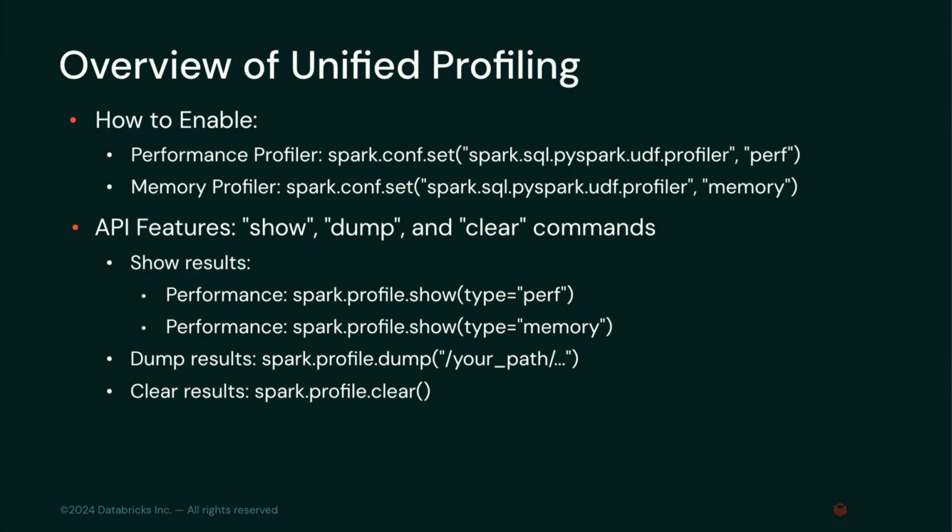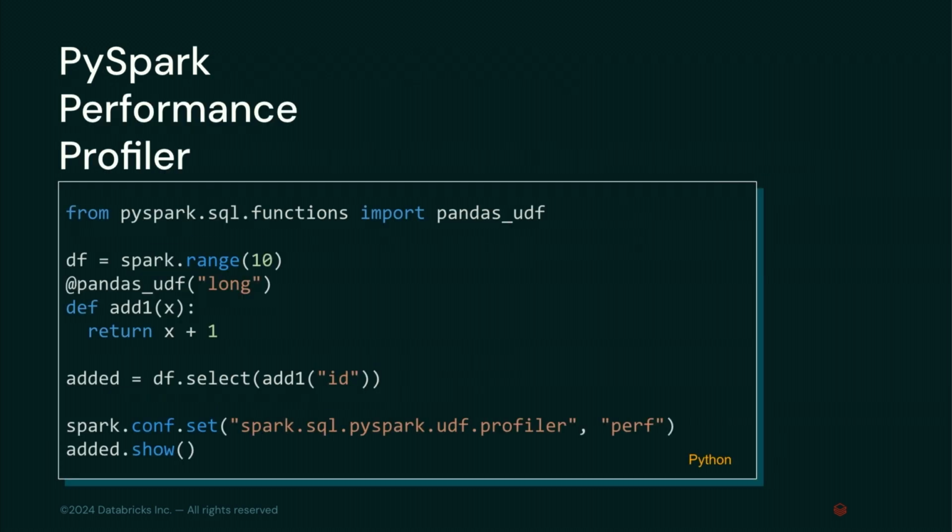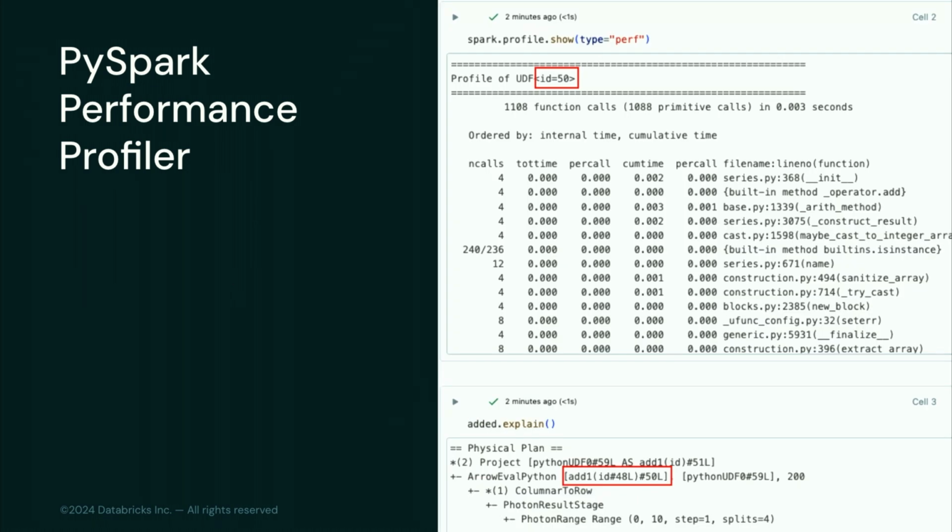To activate the unified profiling, you can configure the Spark setting: you can set perf for performance and memory for memory checking, and use show to display, dump to save, and clear to reset the data. In this example, we're using a pandas UDF to add 1 to each element in a range of numbers. It supports all Python user-defined functions. So here is just an example of a pandas UDF. By setting the profiler to perf, you can see how the function performs, identify the bottleneck, and understand its execution time.